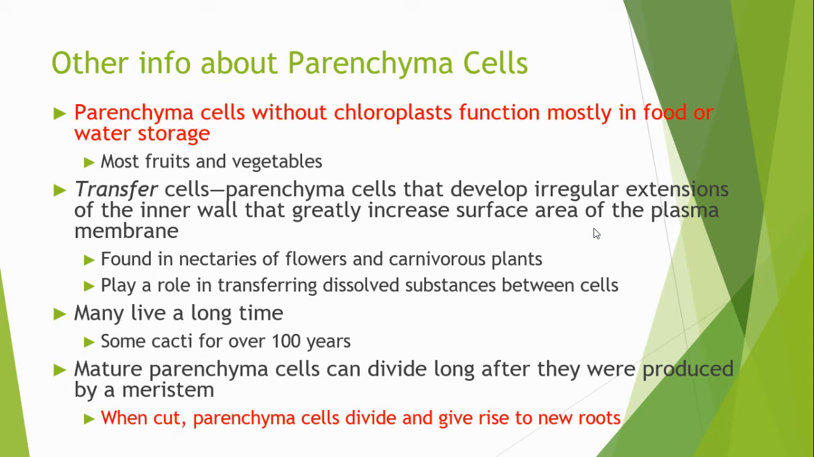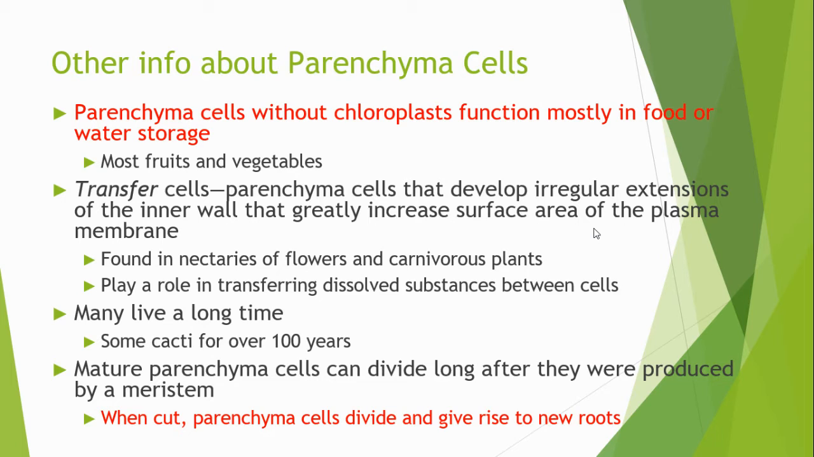Parenchyma cells without chloroplasts function mostly in food or water storage. So this is going to be most fruits and vegetables. We have transfer cells, which are parenchyma cells that develop irregular extensions of the inner wall that greatly increase the surface area of the plasma membrane. They're found in the nectaries of flowers and carnivorous plants. So this is where the bugs would go to get the nectar or the pollen, where they would go to feast, basically. They play a role in transferring dissolved substances between cells.